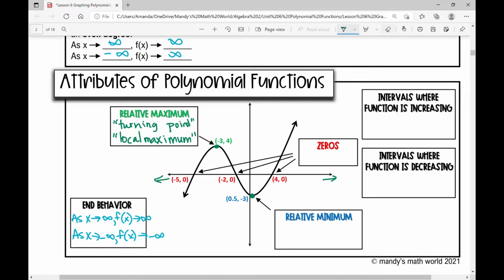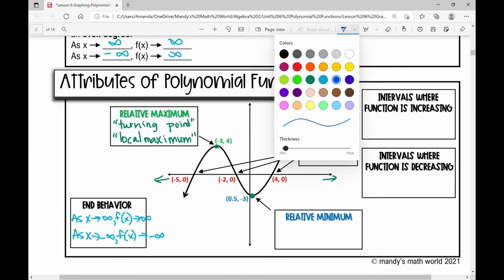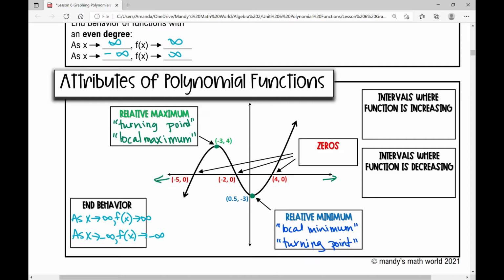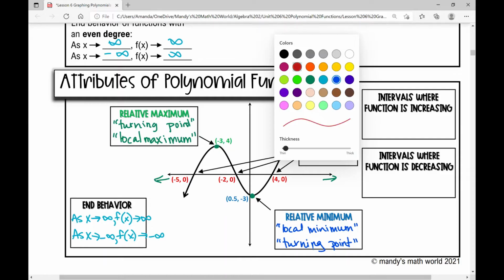All right, let's look at this relative minimum down here, also called a local minimum, also called a turning point, right? It's where the function is turning, and it's going to switch directions. It's going to move from decreasing to increasing right there. So that's what those are called. Those are just some new vocabulary words for you.